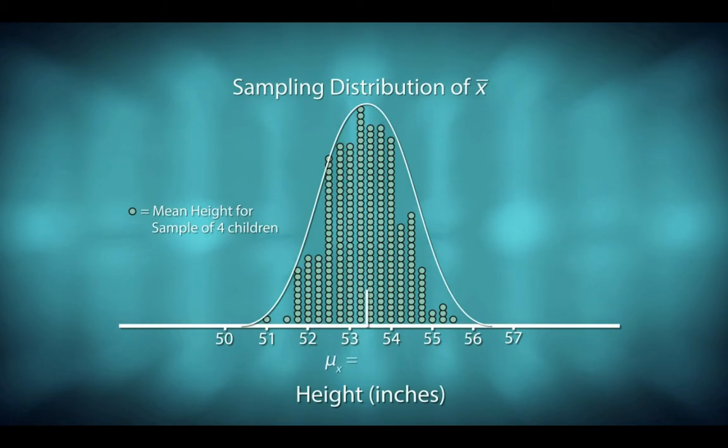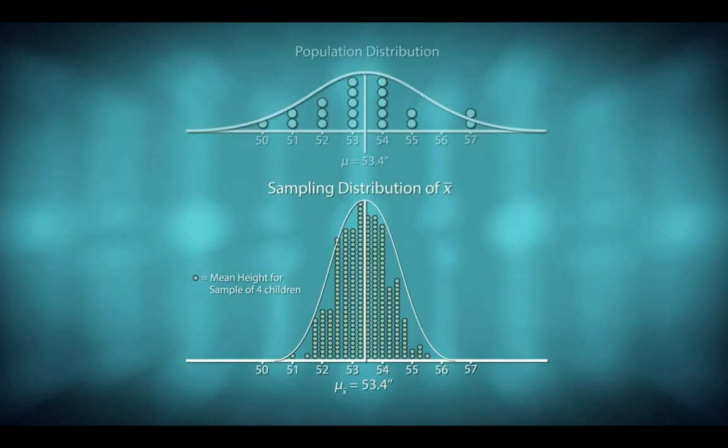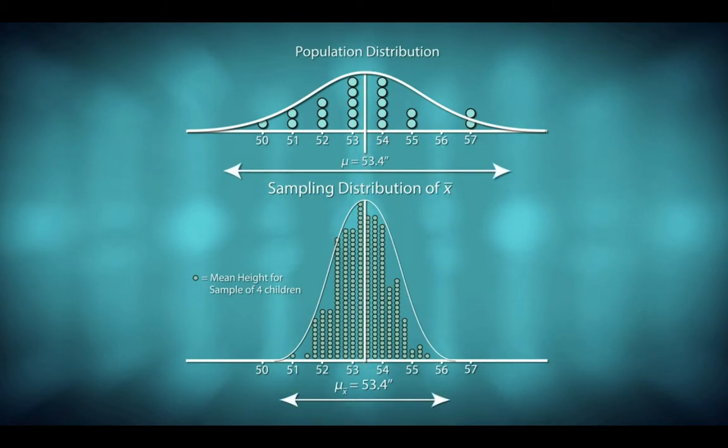The center is the mean of X bar, 53.4 inches, which is exactly what we got for the mean when we calculated it from the population as a whole. But when we directly compare the population distribution to our sampling distribution, we can see that while the center is the same, the spread of the sampling distribution is much less. In fact, sample means are always less variable than individuals.